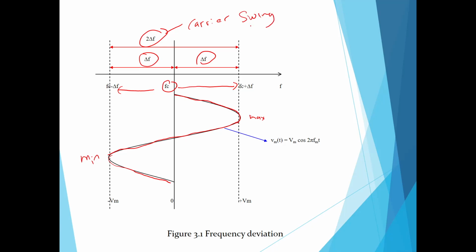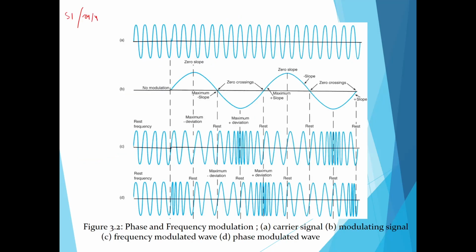Carrier swing is the total range of carrier frequency variation. Delta F is the frequency deviation. So carrier swing is 2 times the frequency deviation. And this one I will explain. This is the last slide I will explain today.